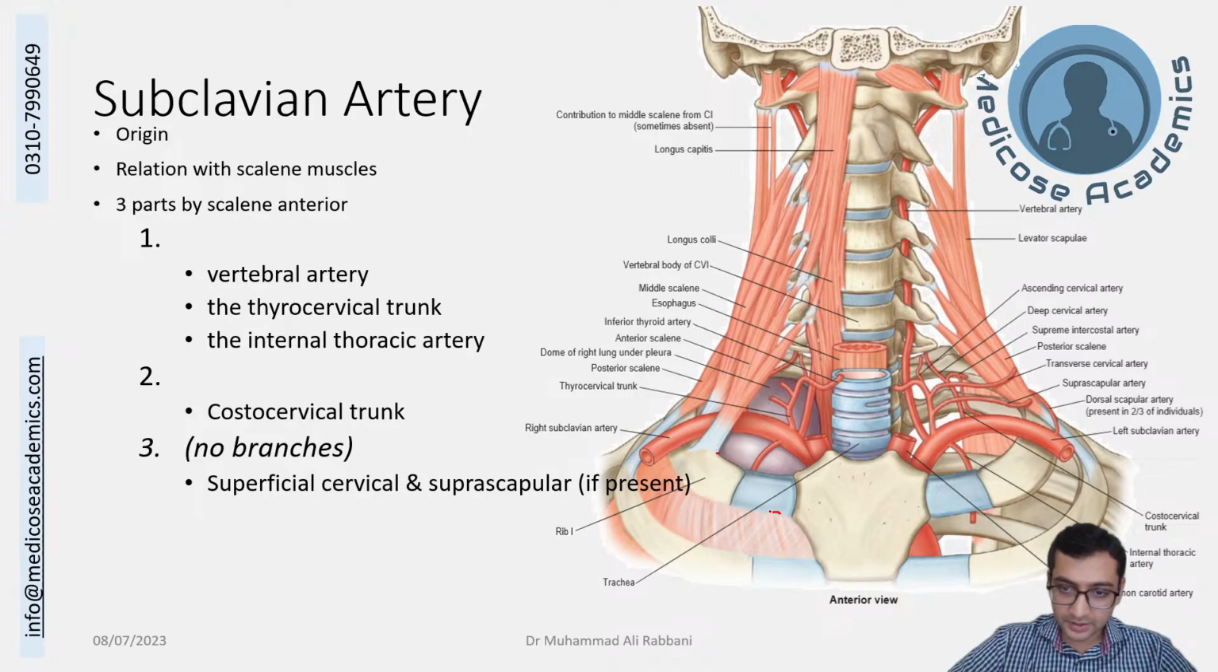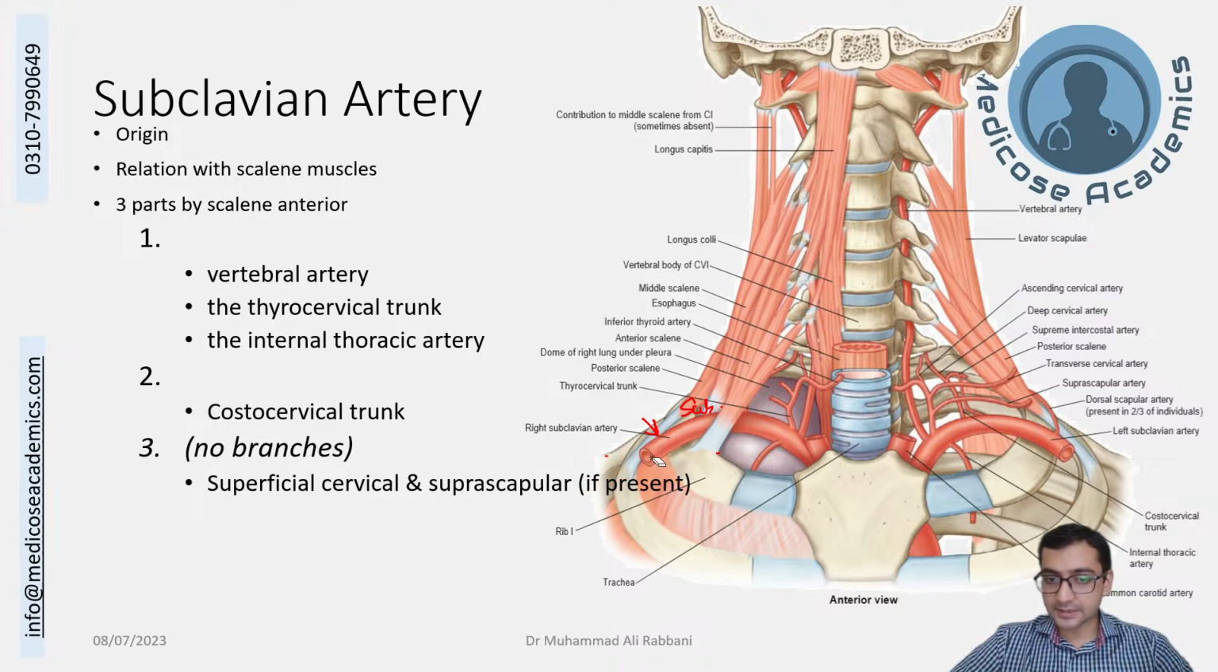This is the lower margin of the first rib. Just as it crosses the lower margin of the first rib, this is the point where we stop calling it subclavian, and we start calling it axillary. When we were studying the upper limb, we discussed that the axillary artery starts from the lateral margin of the first rib. So that is the same definition that goes to the ending point of the subclavian artery.